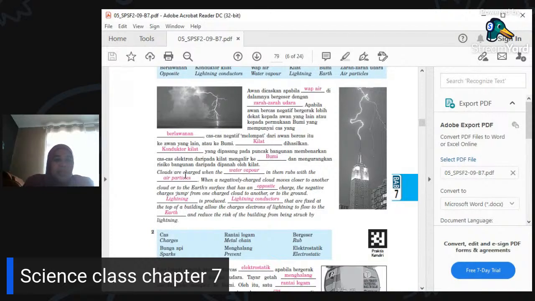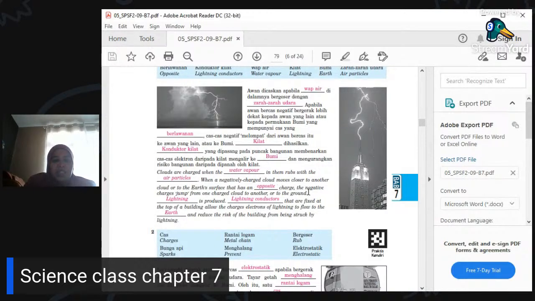Clouds are charged when the water vapor in them rubs with the air particles. So in the clouds there is water vapor, and it will rub with the air particles. When the negative charge cloud moves closer to another cloud, or to the earth surface that has an opposite charge, for example, the top side of the cloud is positive and the below side will be negative because of the rubbing between the water vapor and the air particles. The below part, which is negative, is attracted to the surface of the earth, which is positive.